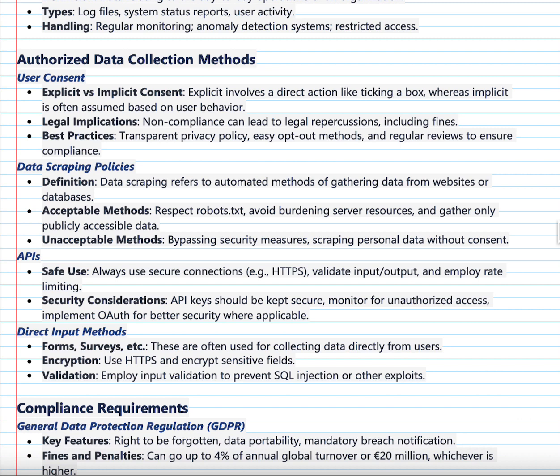to security. Your data scraping policies: these refer to automated methods of gathering data from websites and from databases. Now, out there on the web, there are some tools that will do data scraping. Depending upon the jurisdiction in which you operate, that could be acceptable. It also could be unacceptable. It just depends. So the difference is robots.txt.